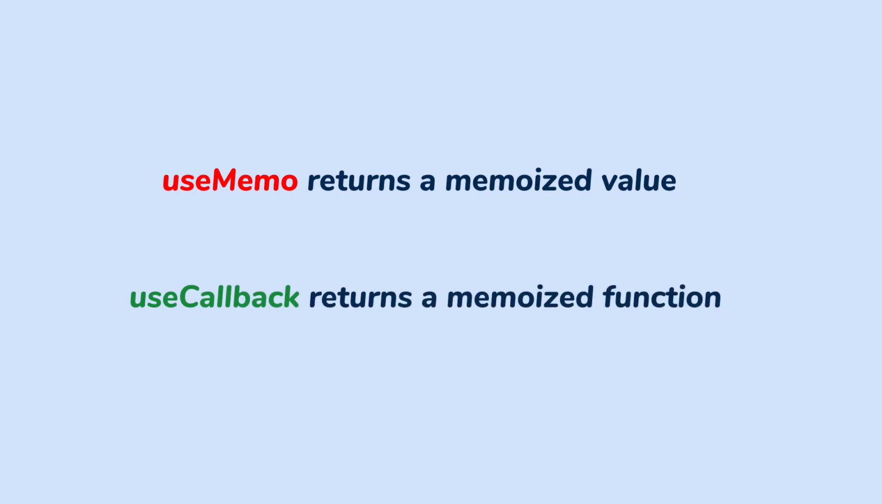Now, going forward, we are also going to talk about useCallback in our next video. But useCallback and useMemo are quite similar. The main difference is that useMemo returns a memoized value, which is a cached value, and useCallback returns a memoized function. Now let's focus on useMemo, which of course this video is about.